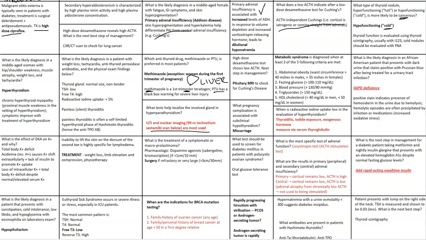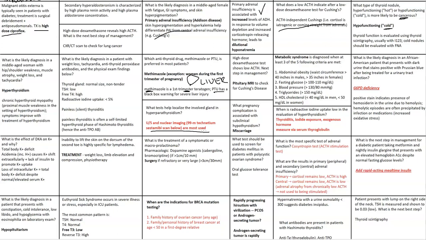What is the treatment of symptomatic macroprolactinoma? Pharmacologic: dopamine agonists, cabergoline or bromocriptine, for tumors greater than 1 centimeter. Surgery if refractory or very large, greater than 3 centimeters.